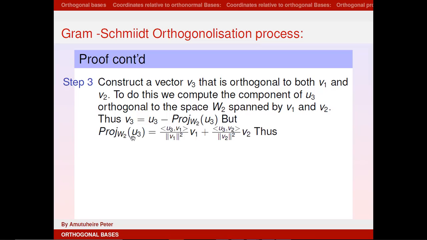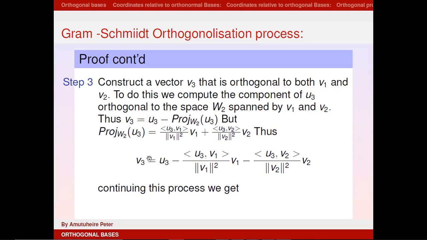The projection of U3, from the theorem we looked at, is going to be the span of V1 and V2. So it is U3 dot V1 over the norm of V1 squared, times V1, plus U3 dot V2 over the norm of V2 squared, times V2. So this is how we compute the projection here. That means V3 is going to be U3 minus this projection, which is given by that.